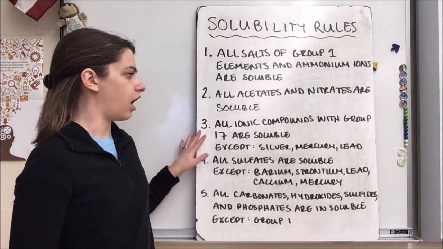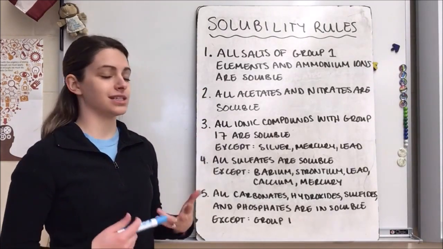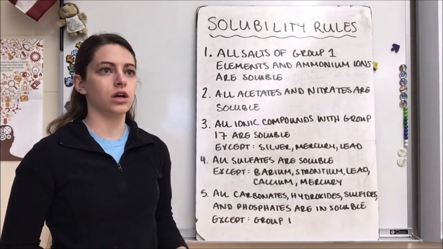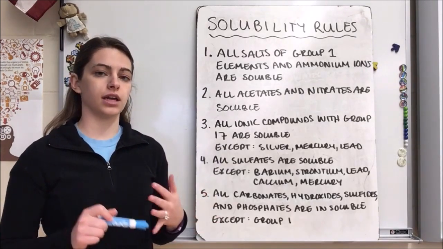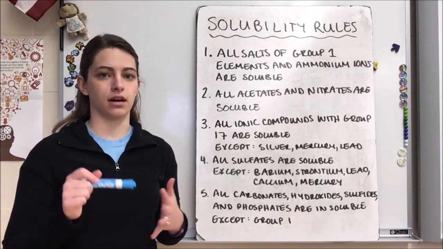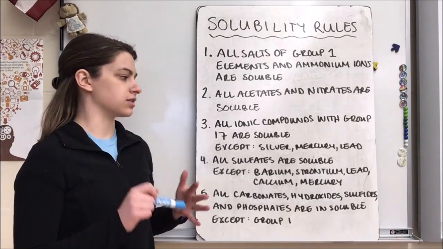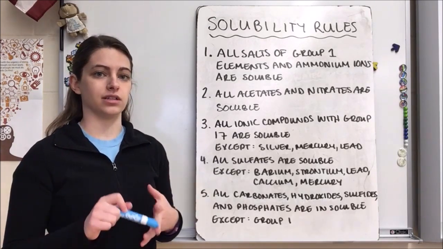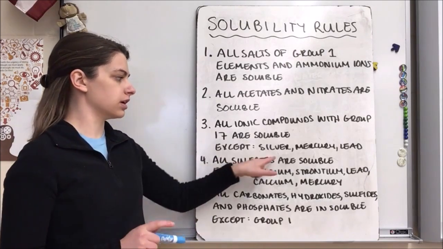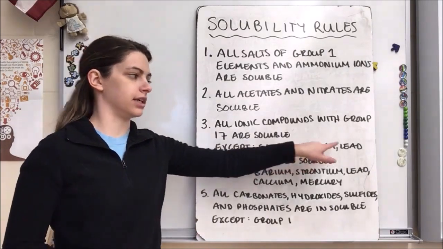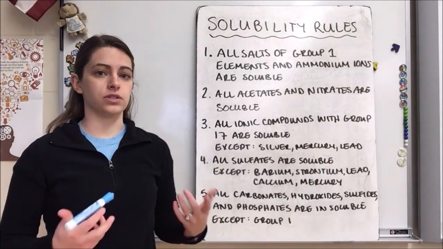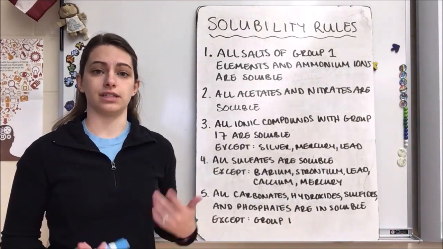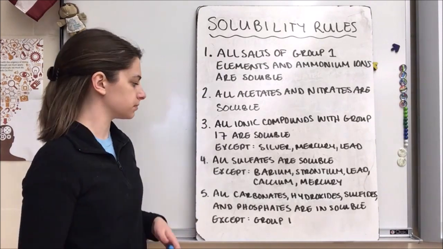Number 3, all ionic compounds with group 17 elements are soluble. So those, with the exception of fluorine sometimes. So that's primarily our chlorides, our bromides, and our iodides. So anything that's chloride, bromide, iodide is going to dissolve, except for silver, mercury, and lead. Those are our 3 exceptions. So for example, silver chloride isn't going to dissolve because that's an exception to this rule.